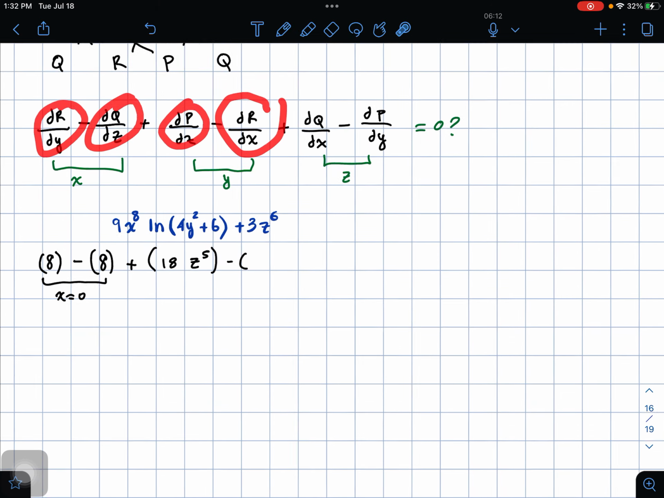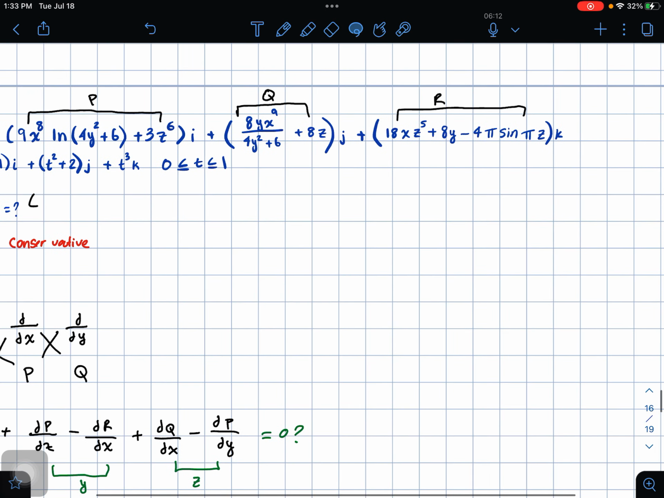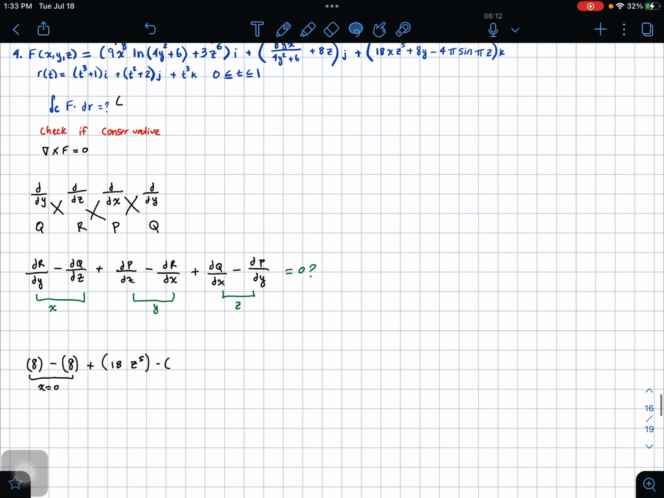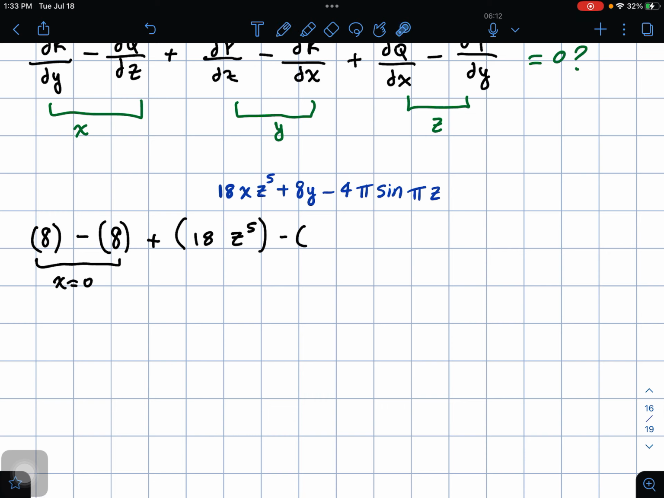So what we did, we just did this. Now we need to do this, which is dr dx. So we have to look at this thing right here, and we have to differentiate that with respect to x. Okay, so what would that be? This one, we have an x here, so that just goes to 1. And so it becomes 18z5. This one is 0, and this one is 0 as well. So it's just this. And again, we can see that this is our y component, and it's equal to 0.